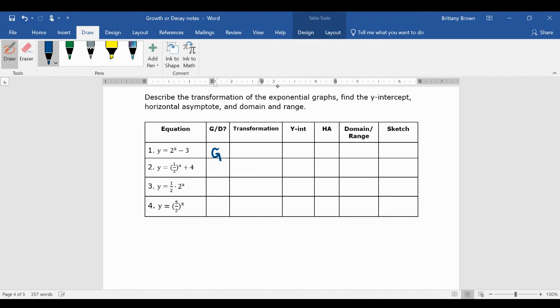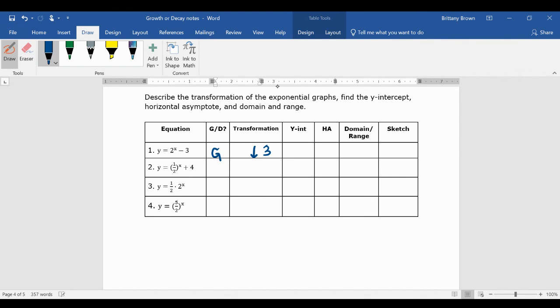Now, for the transformation part, okay, let's do a little thinking here. Do you remember when we did radical functions? If there's a number added or subtracted at the end of the function, it moves the graph up or down. So if you have a -3, that is a down 3.